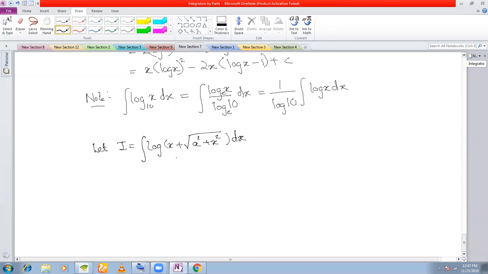Now this looks like a very difficult sum, but actually it is a very easy sum, because you can write this as 1 into log of x plus square root of a square plus x square, dx. The main thing here is differentiation. If you know your differentiation well, you can do this integral very easily, although this looks like a tough one. Now what you do here is you take log of x plus root over a square plus x square as your first function.